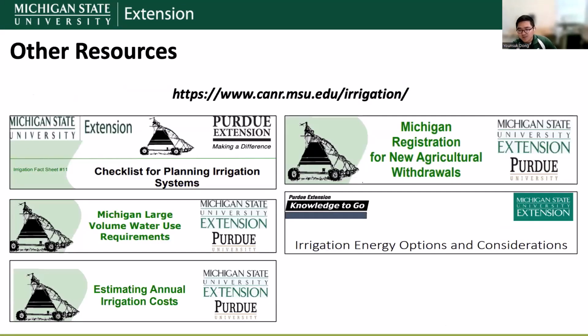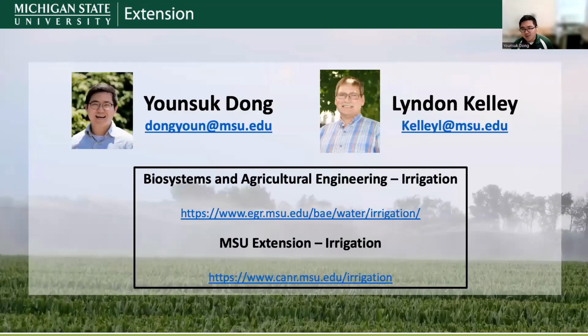If you're planning on adding an irrigation system to your field, please check our MSU Extension Irrigation website. It has a lot of information about the checklists that you need to think about when you're planning an irrigation system. With that, here is our email address. If you have any questions about irrigation, please contact us or check our website.